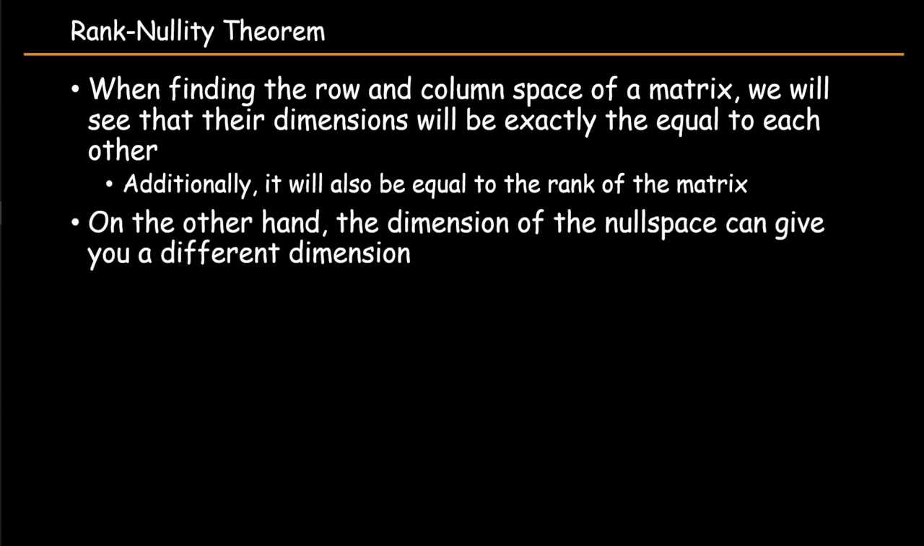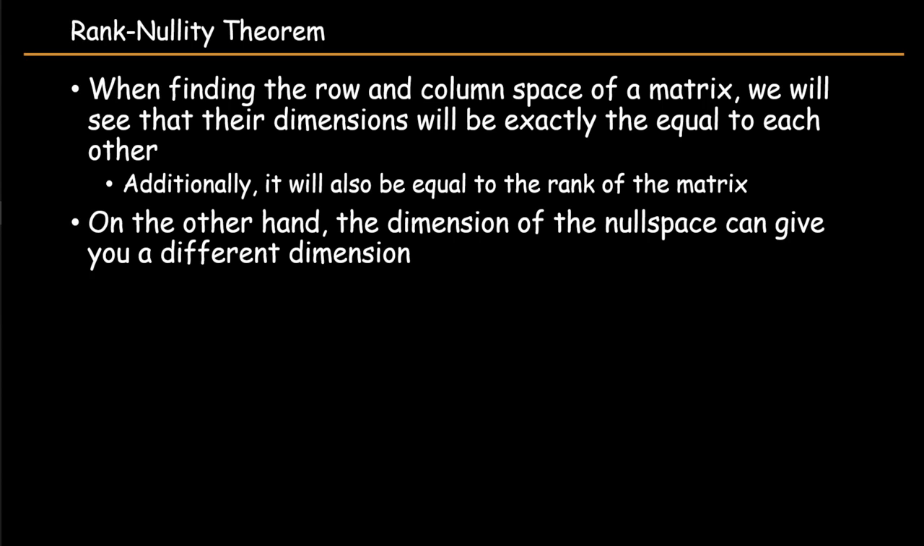On the other hand, the dimension of the null space can give you a different number. It's sometimes, not all the time. It's never biased towards this case or any other case, but there may be a chance where the dimension will also be the same as the dimension of the row space. But in other cases, it might be more than that. It might be less than that. It might even be zero.